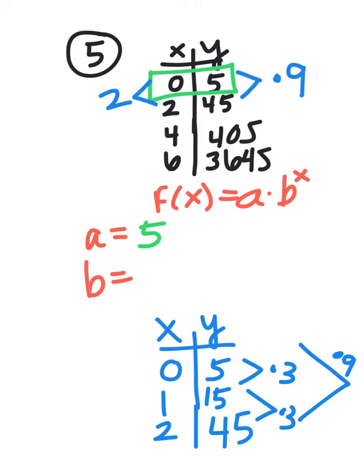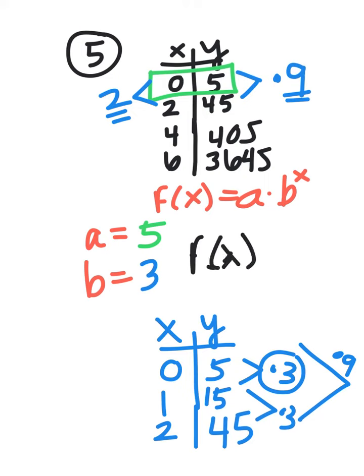So when x goes up by something other than 1, you need to kind of think, okay, how many times did I multiply? And what did I multiply by? So to find how much it would be to multiply for 1, b in this case was 3. So that means that my equation is going to be f of x equals 5 times 3 to the x power.